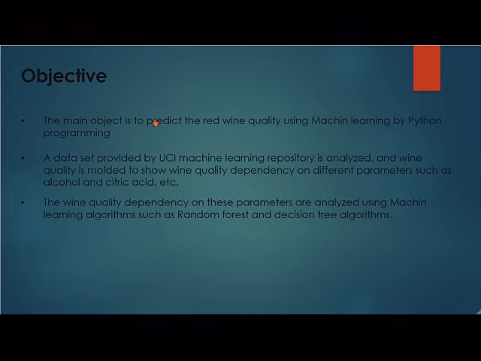The objective of the project, the main objective, is to predict the red wine quality using machine learning by Python programming. A data set is provided by UCI machine learning repository. It is analyzed, and wine quality is modeled to show wine quality dependency on different parameters such as alcohol and citric acid and etc. The wine quality dependency on these parameters is analyzed using machine learning algorithms such as random forest and decision tree algorithm.